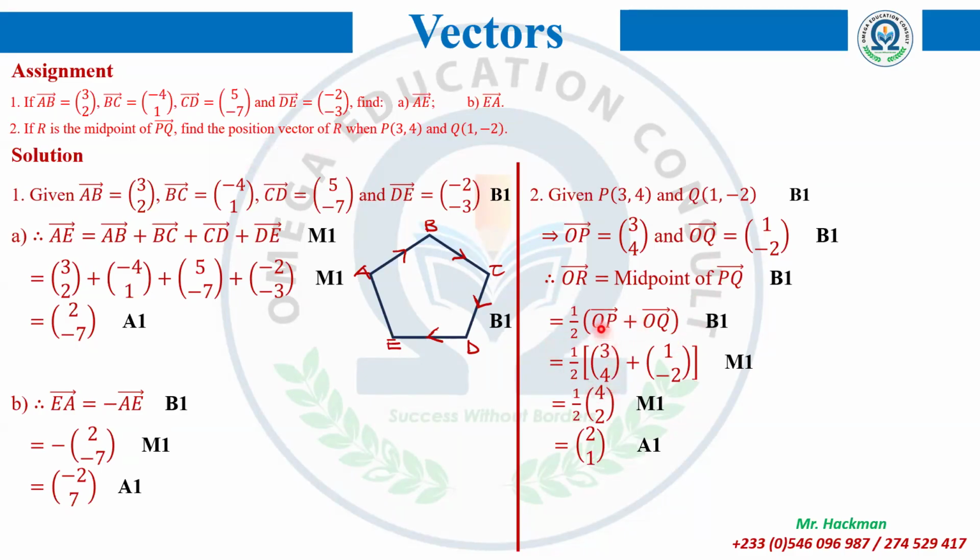At this point, you come and substitute the vector OP and the vector OQ here. Then you simplify: deal with what you have in brackets, the outer square bracket becomes the ordinary bracket. Then you multiply each of the components by half, or divide each of the components by 2, and that gives you this as the solution to question 2.